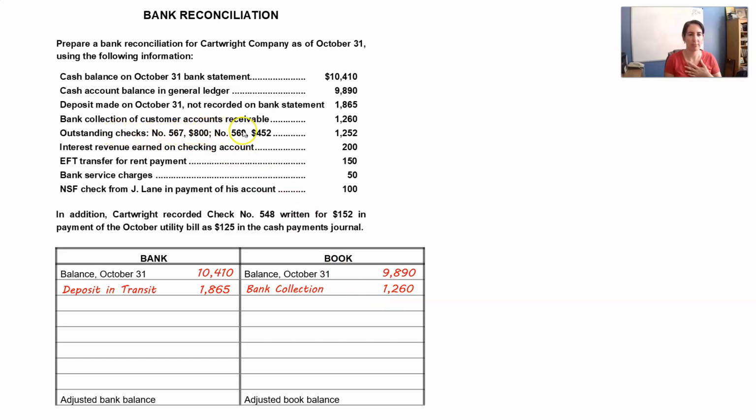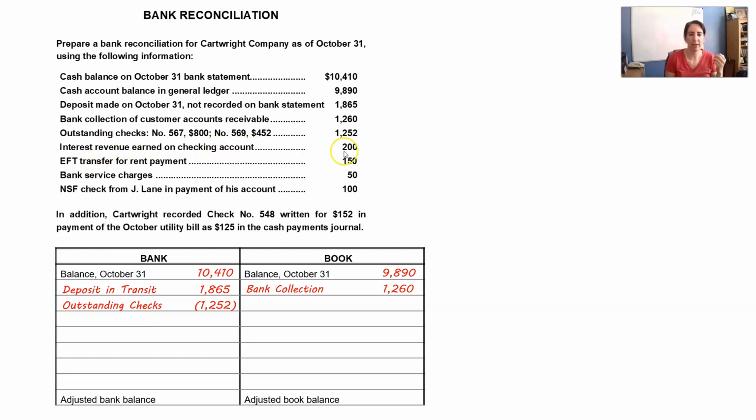Outstanding checks. All right. I wrote these checks. Cartwright wrote these checks. The bank doesn't know about the checks because they haven't been paid yet. So if that's the case, I need to subtract outstanding checks from the bank side. They didn't know about them.